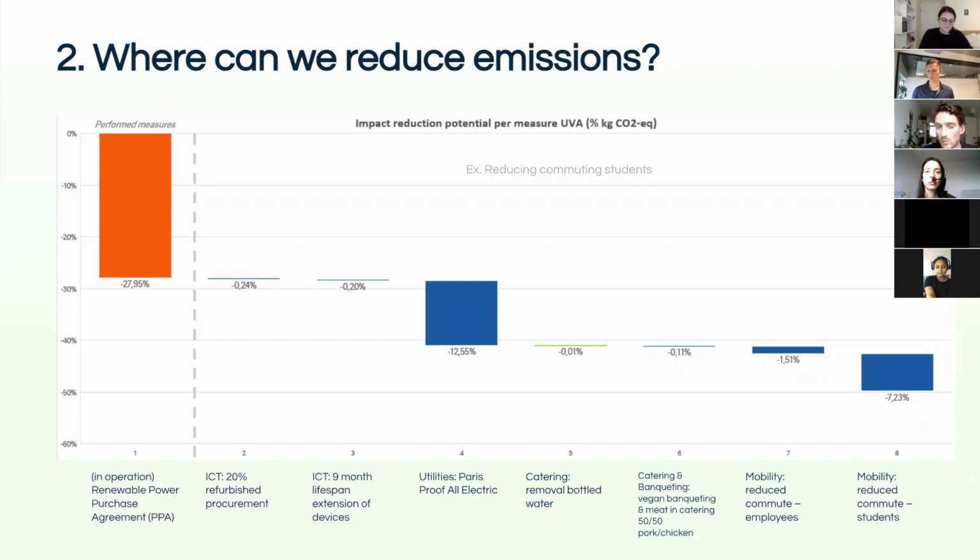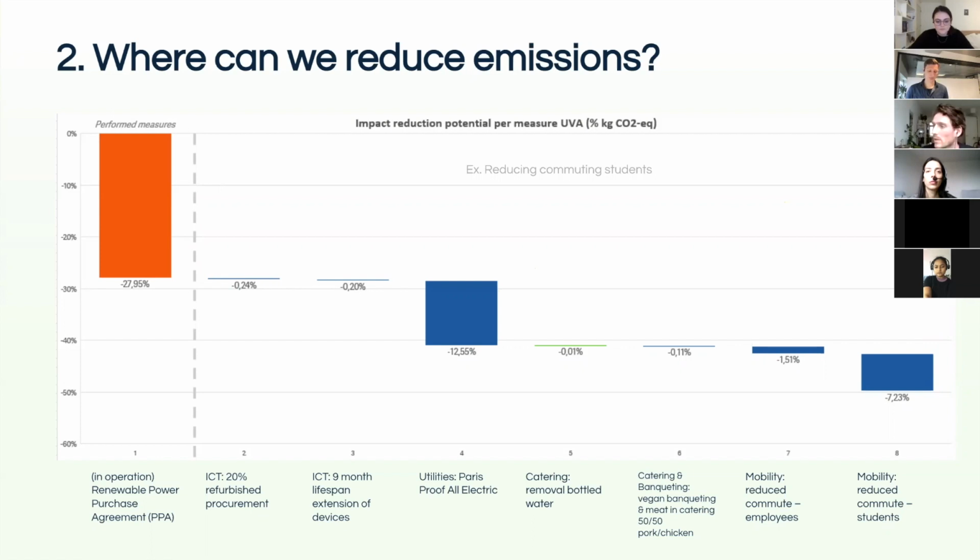So step 1 would be to purchase a renewable power agreement. That was already performed by them, I think, in 2018, and that has already reduced their footprint by 28% of the total. Yeah, so that is actually a pretty big step and a pretty easy step you can take as a company, of course. And in this case, it had quite a significant effect.